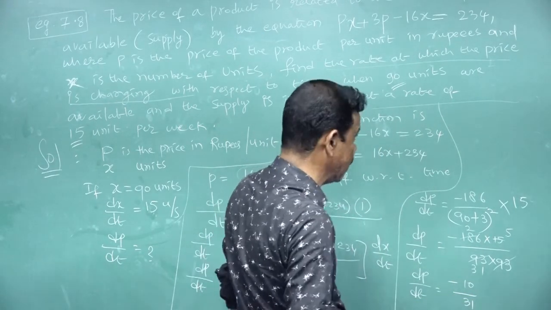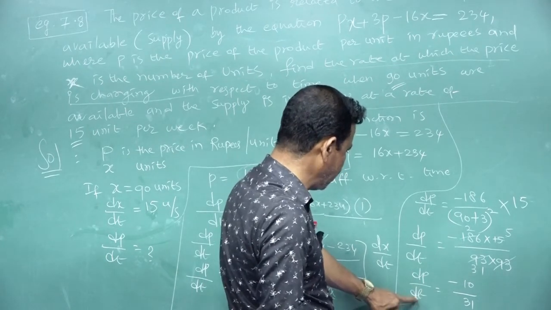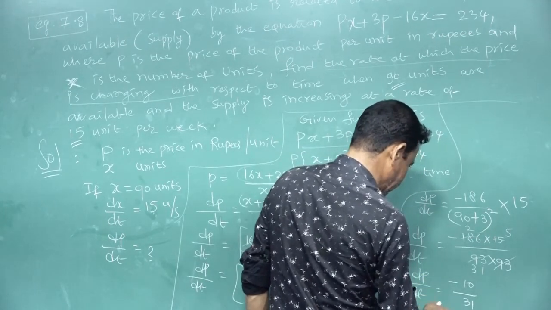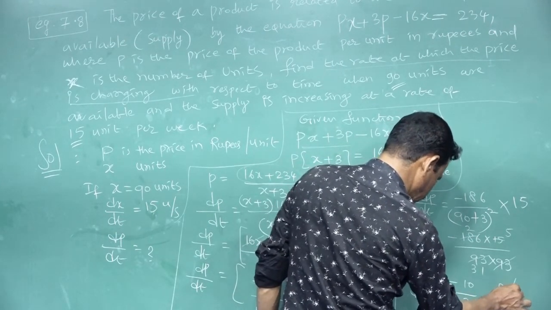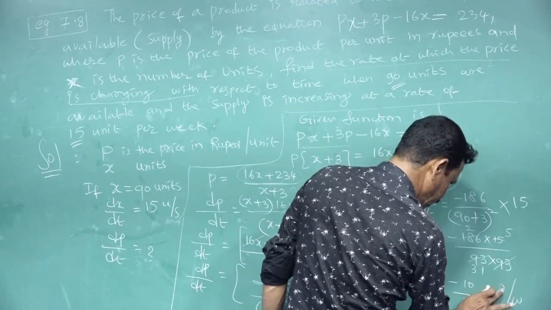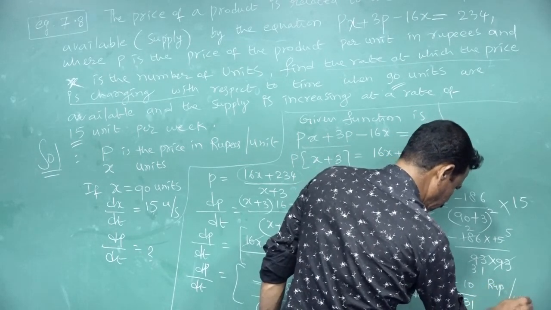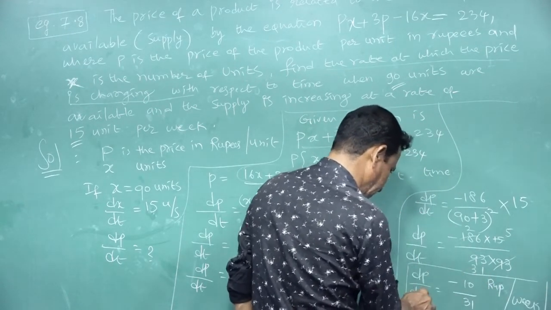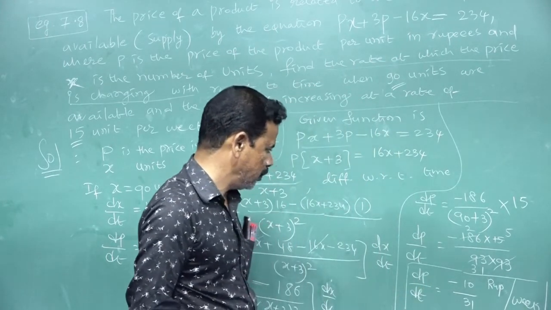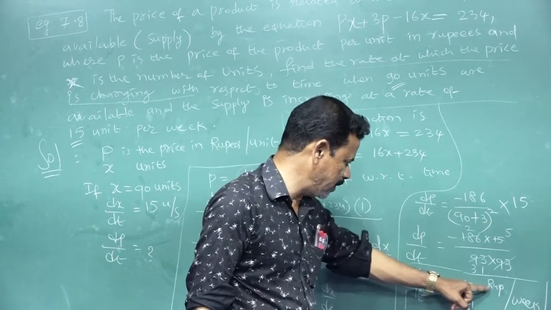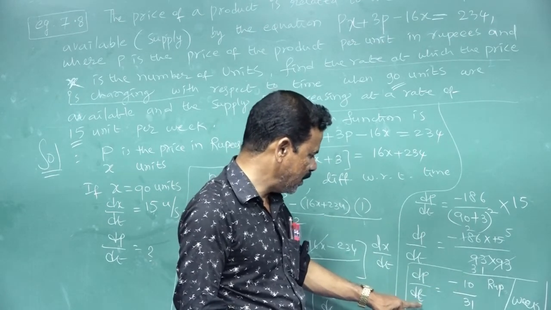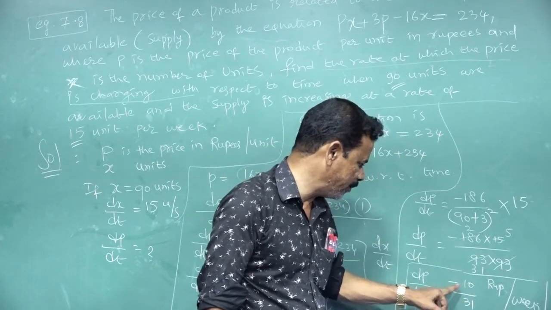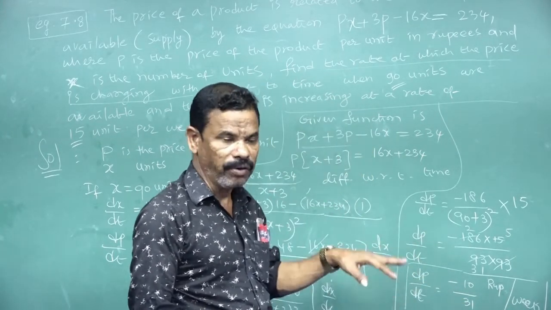So P is the price in rupees and t is in weeks. The rate of change in price is in rupees per week. So per week, rupees minus 10 by 31. Minus means decreasing rate of change, the price is going down.